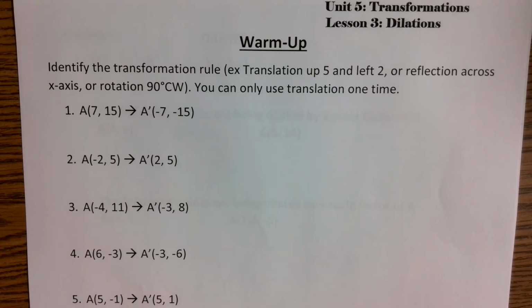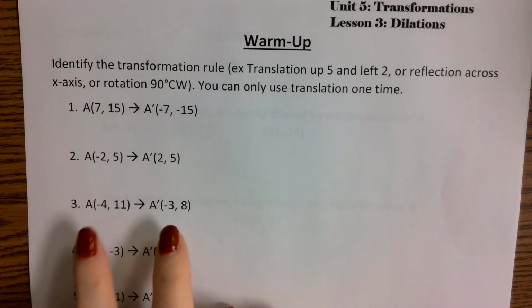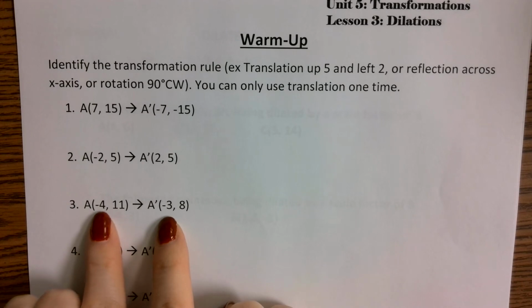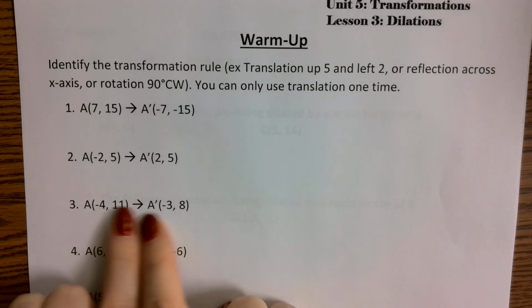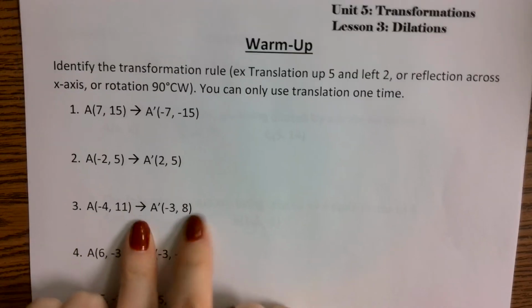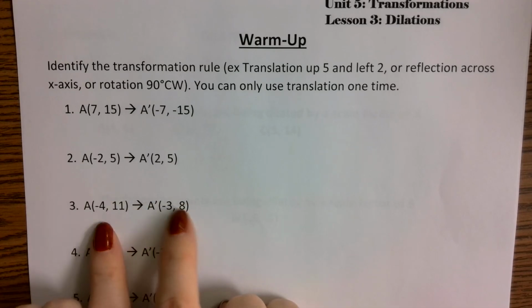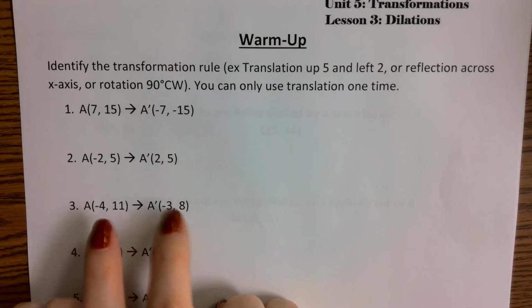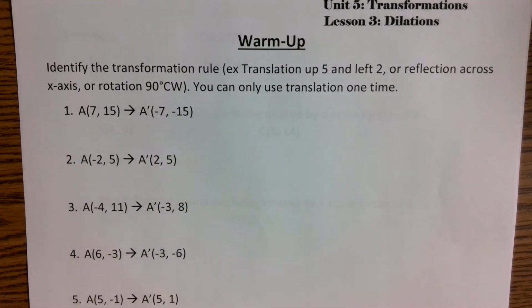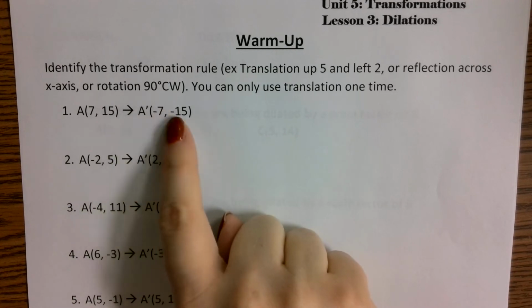So the only one that has it where the original point looks very different than the prime point is what number? What problem? Number 3. Number 3 is the only one where we're starting off with -4, 11, and then we're translating it to very different values. So that would be the only one that we can consider to be a translation purely. The rest of these are going to be some form of reflections or rotations. So let's go ahead and start with problem number 1.